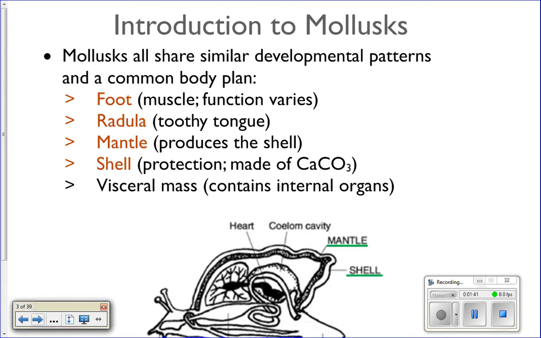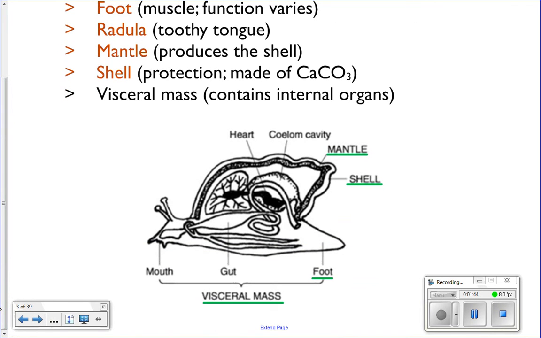Okay, so here's your little snail. So you've got the mantle, okay, under here, and then here's the shell on the outside. This is the foot of the snail, and then the radula would be in the mouth. And then here, this whole thing is the visceral mass, all of the internal organs.